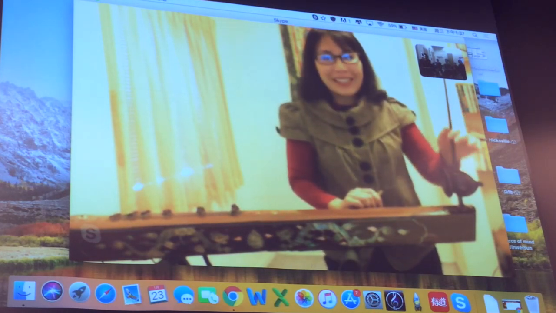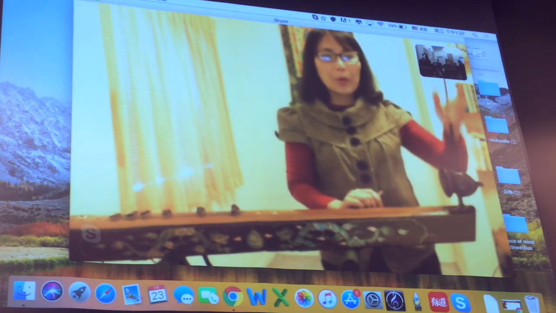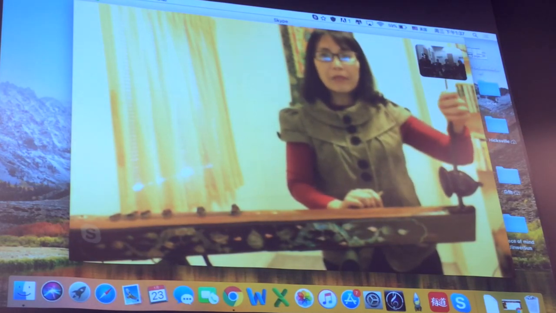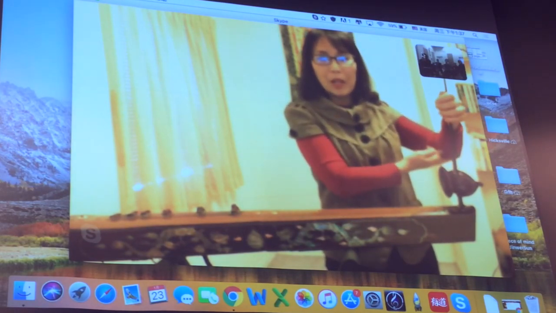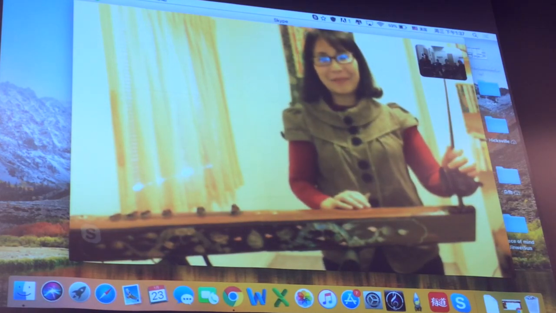Naturally, yeah. So I think about when I just need to rest my hand, because lifting up my arm for quite long is tiring, so I just rest my arm there.